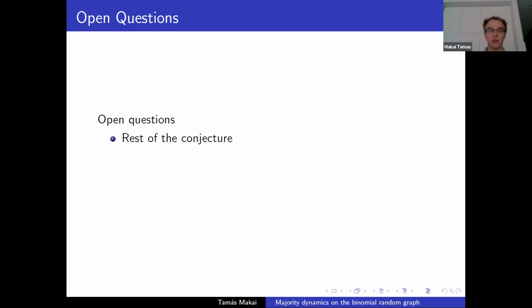I would like to finish the talk by mentioning 2 open questions. So the first one is rather obvious: prove the conjecture of Benjamini, Chan, O'Donnell, Tamuz, and Tan for smaller d.